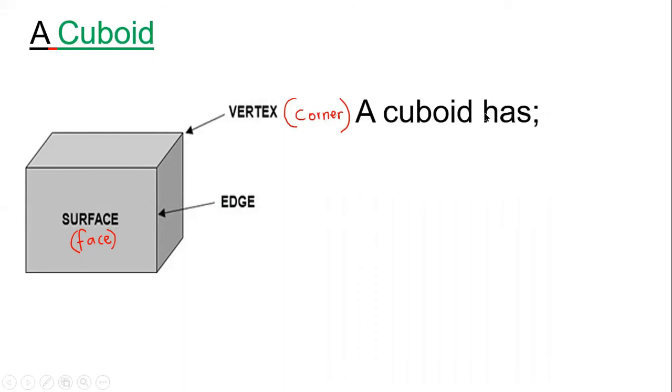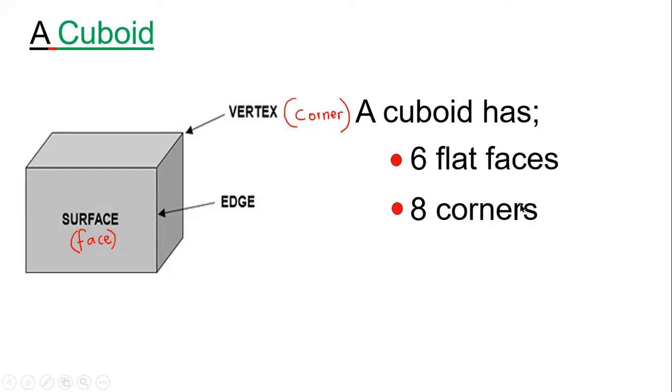Okay, a cuboid has 6 flat faces. Here we can see only 3. There is this one, there is this one, and there is this one. But note that even behind we have another one, even here we have another one, even down there is another face. To see this very well, you can get a box from your house and count how many faces. You will see that you have 6 flat faces.